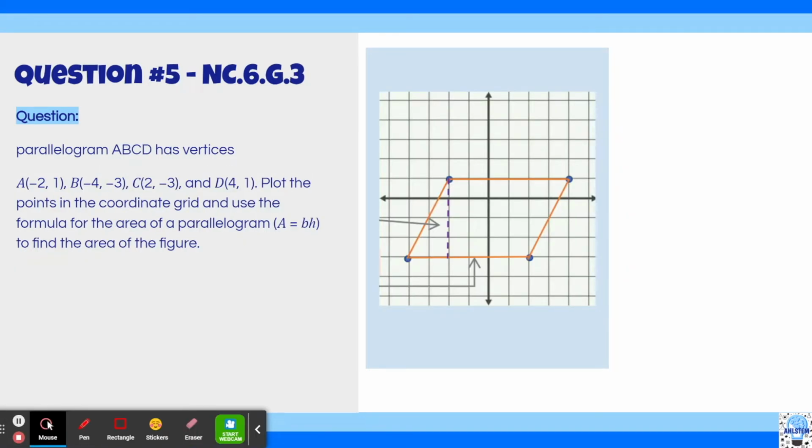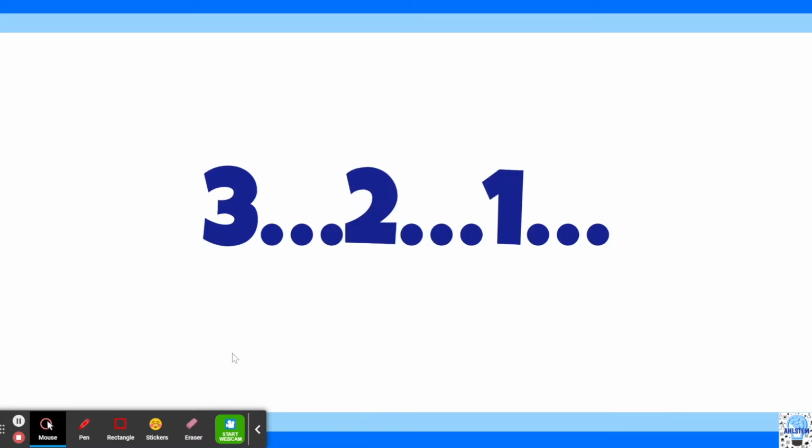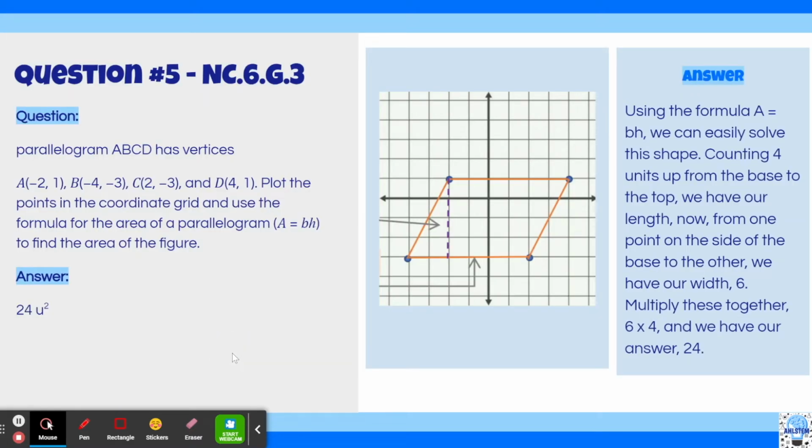Okay, let's do the fifth problem. So parallelogram ABCD has vertices A, B, C, and D with their points given. Plot the points in the coordinate grid and use the formula for the area of the parallelogram, A equals base times height, to find the area of the figure. Let's pause the video now and we will go over in a few seconds. Ready? 3, 2, 1. So we should get 24 units squared.